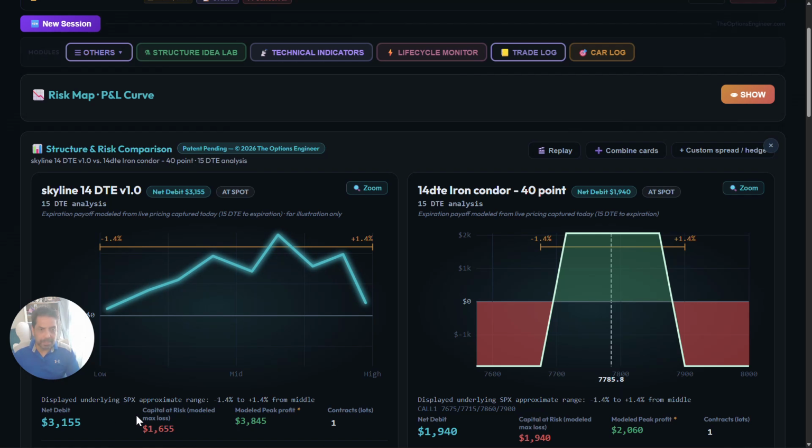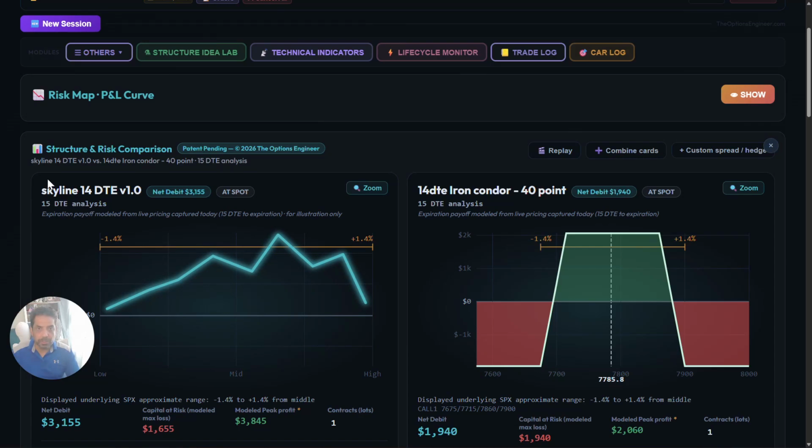We can see the net debit is around $3,000 and capital at risk is $1,655 for this instance. I've averaged this to 2,000 in the presentation, and the net debit is 1940 for the Condor, and the capital at risk is 1940 as well, which is how we're comparing the two structures, averaging the capital at risk at $2,000 for the time frame that we are looking at from the backtesting and research standpoint.